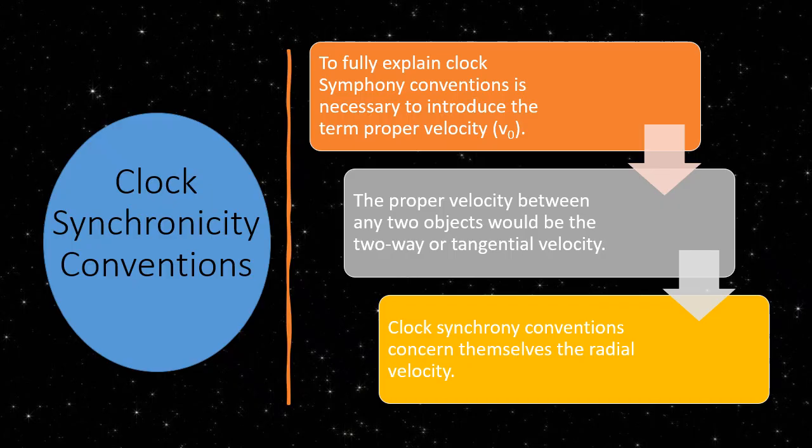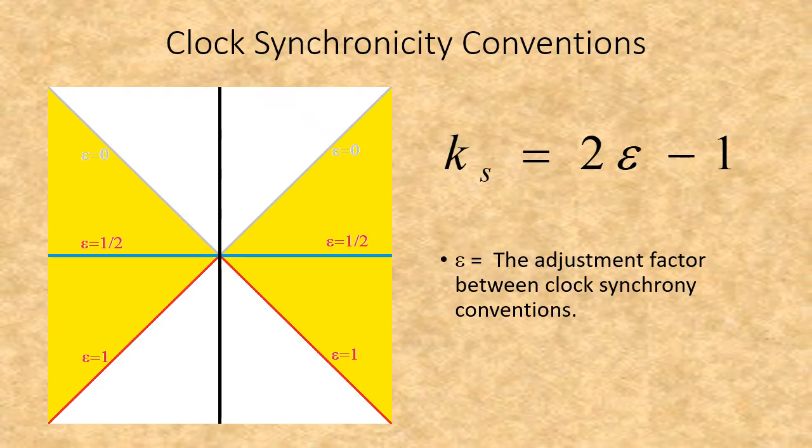To fully explain clock synchrony conventions, it is necessary to introduce the term proper velocity, v0. The proper velocity between any two objects would be the two-way or tangential velocity. Clock synchrony conventions concern themselves with radial velocity. Adjusting between clock synchrony conventions is pretty easy with the addition of this term to the main formulas, where epsilon is the adjustment factor between clock synchrony conventions.